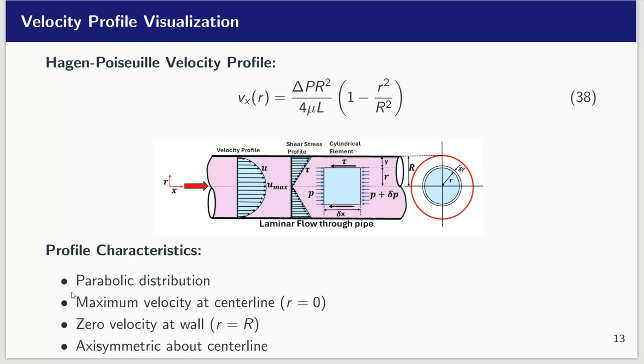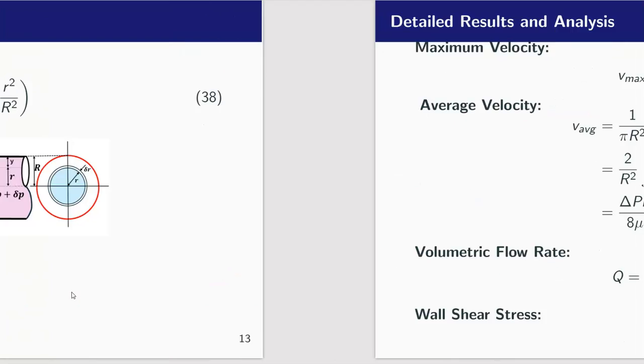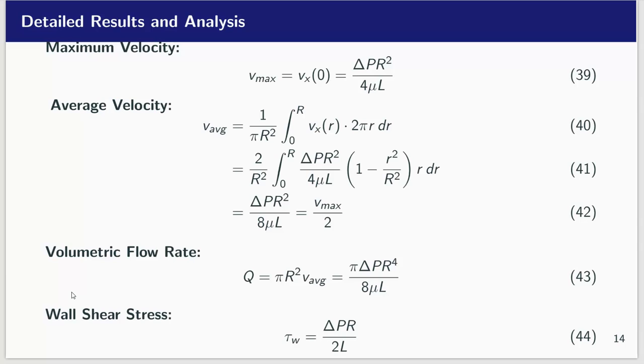So that is nothing but the Hagen-Poiseuille velocity profile. So vx is nothing but del p R square by 4 mu l times (1 minus r square by capital R square). Now what are the characteristics of the profile? Parabolic distribution, maximum velocity at the center line r equal to 0 and zero velocity at the wall r equal to capital R, and axisymmetric about the center line. Here the maximum velocity is at r equal to 0, so if I plug r equal to 0 in this profile, we get del p R square by 4 mu l.